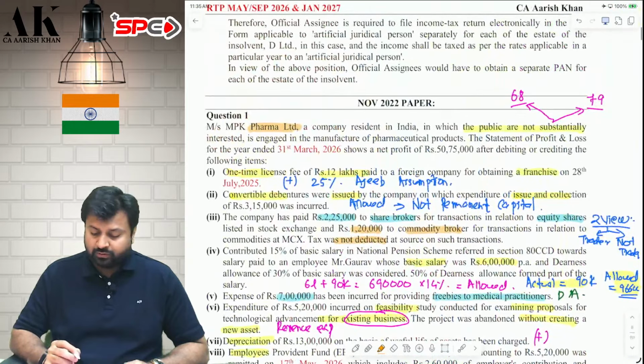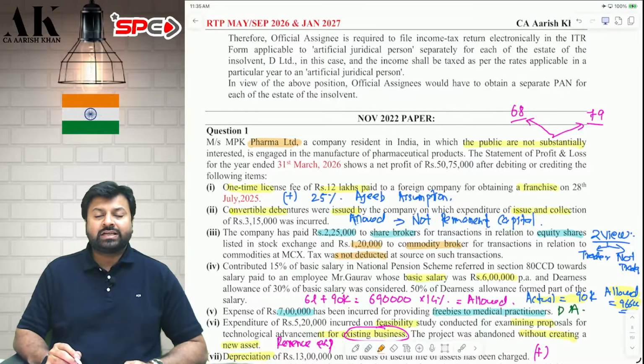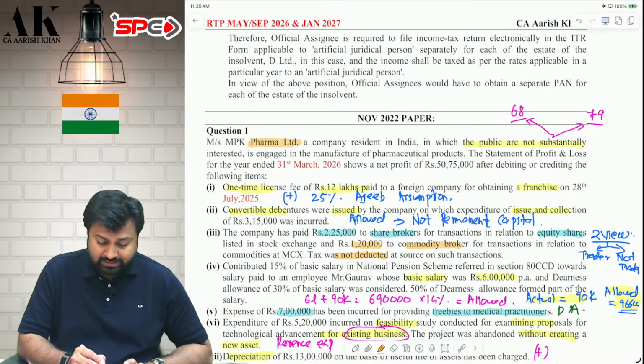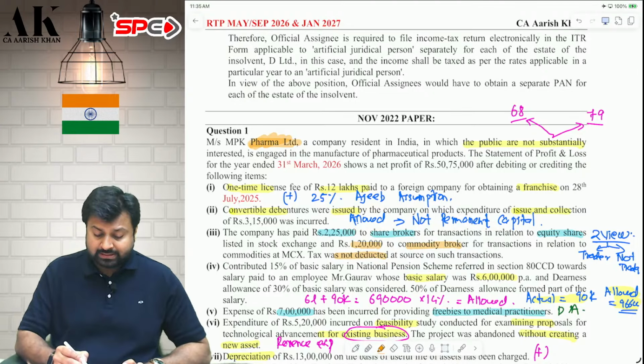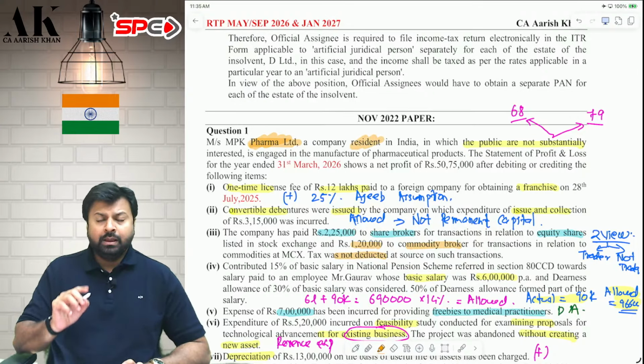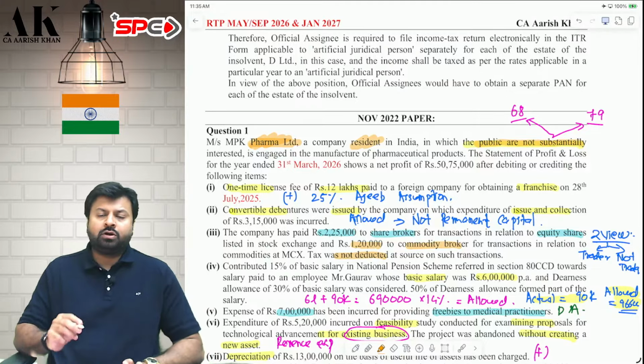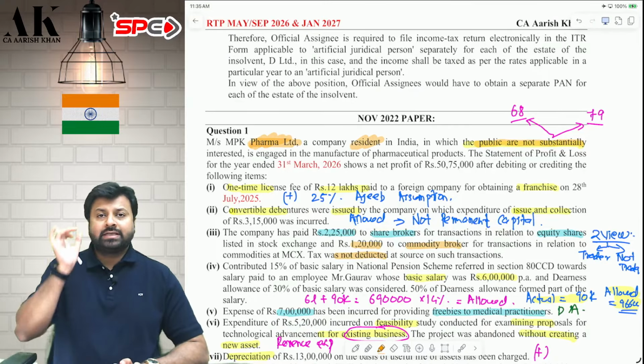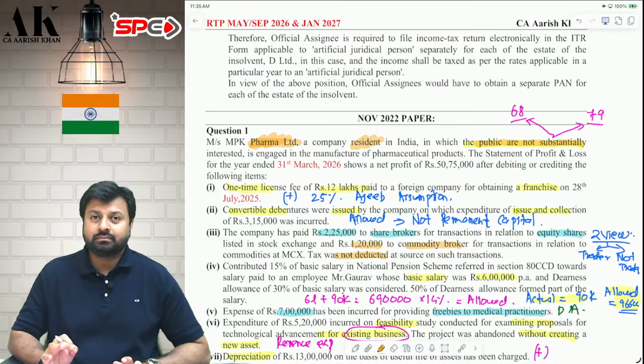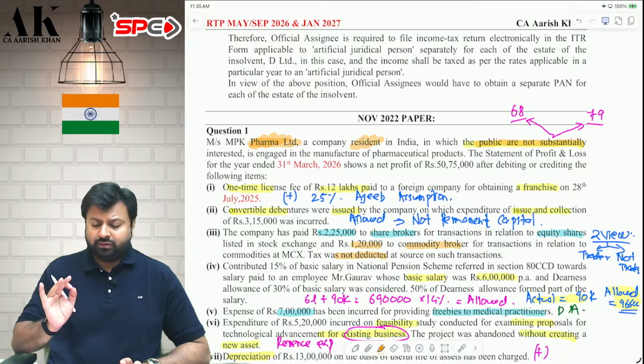Now be very careful. There are some very important points given in the first line, that is, the assessee is a pharma company. First of all, the assessee is a resident. But the most important line is that it is a company in which public are not substantially interested. What do I mean by this line? It means it is a closely held company.